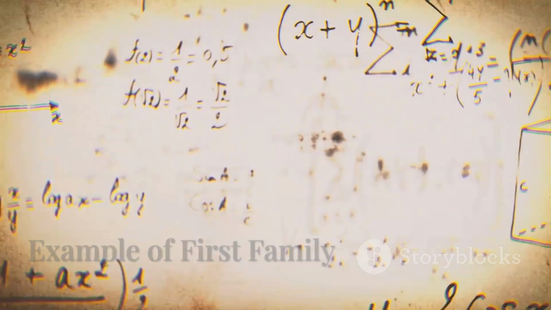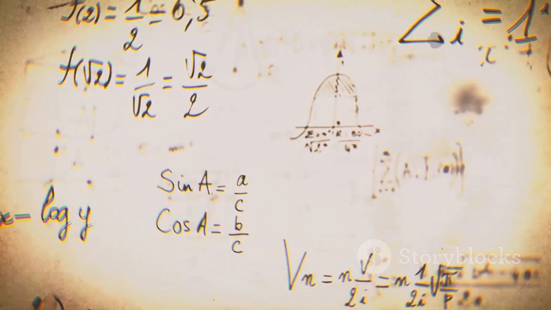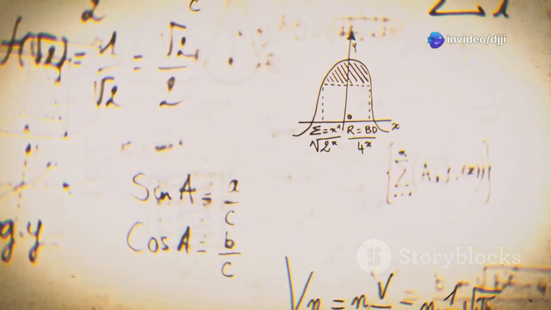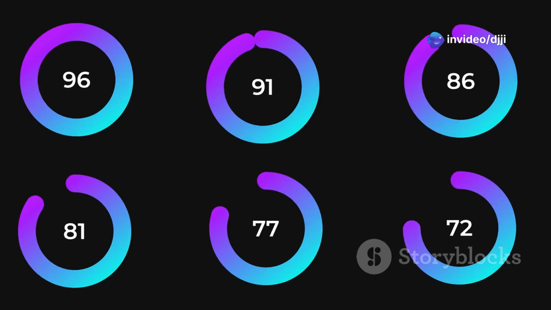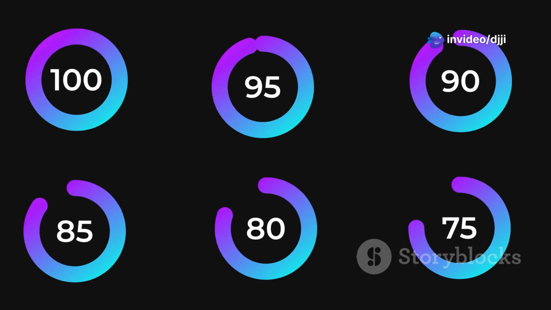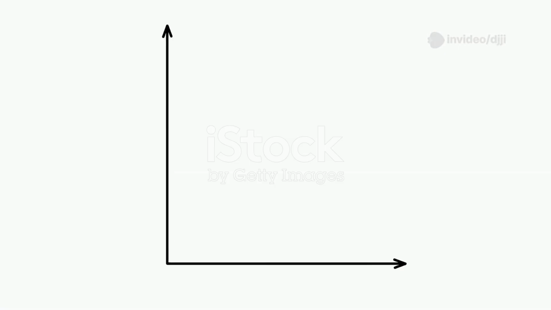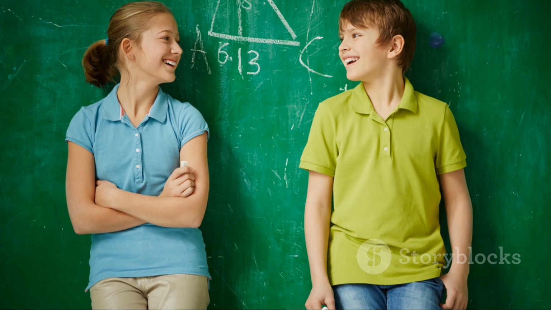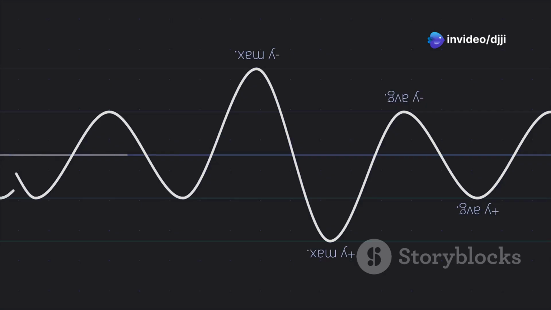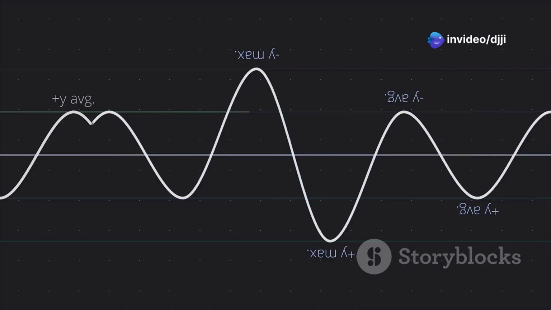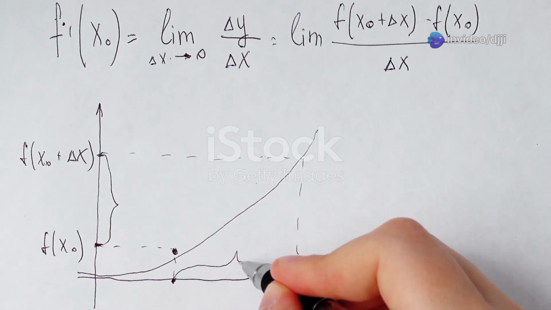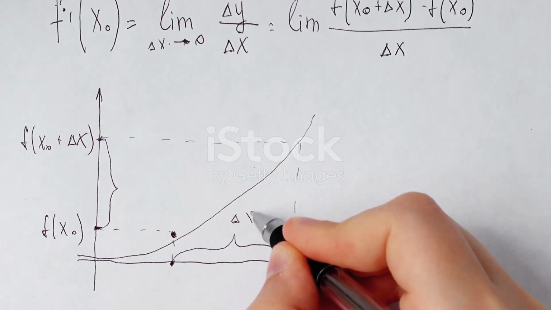An example of the first family of values in trigonometry are the trigonometric ratios for the special angles 30 degrees, 45 degrees, and 60 degrees, or in radians pi over 6, pi over 4, and pi over 3. These values are often referred to as the first family because they are commonly used and easy to remember. For instance, sine of pi over 6 equals 1/2, cosine of pi over 4 equals the square root of 2 over 2, and tangent of pi over 3 equals the square root of 3.